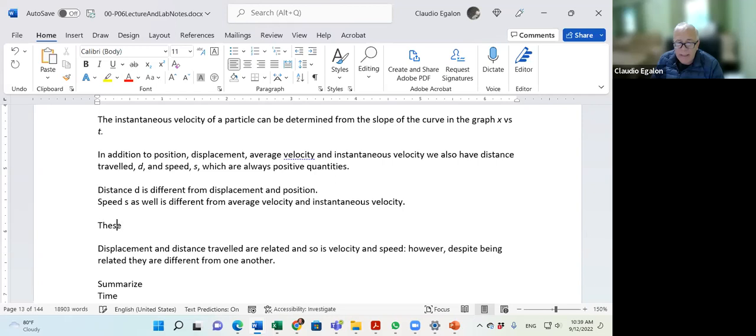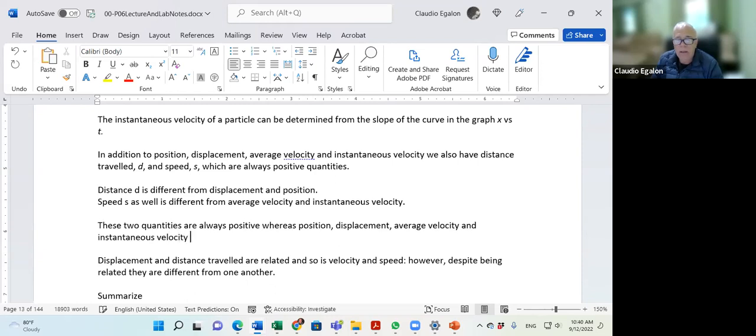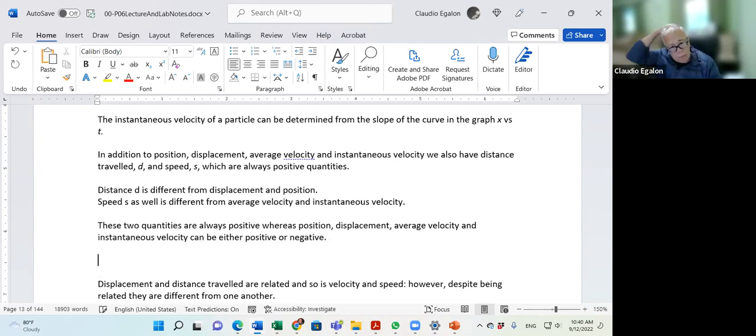These two quantities are always positive, whereas position, displacement, average velocity, and instantaneous velocity can be either positive or negative. Okay, so what's this thing about distance traveled? We can put, yeah, distance traveled.